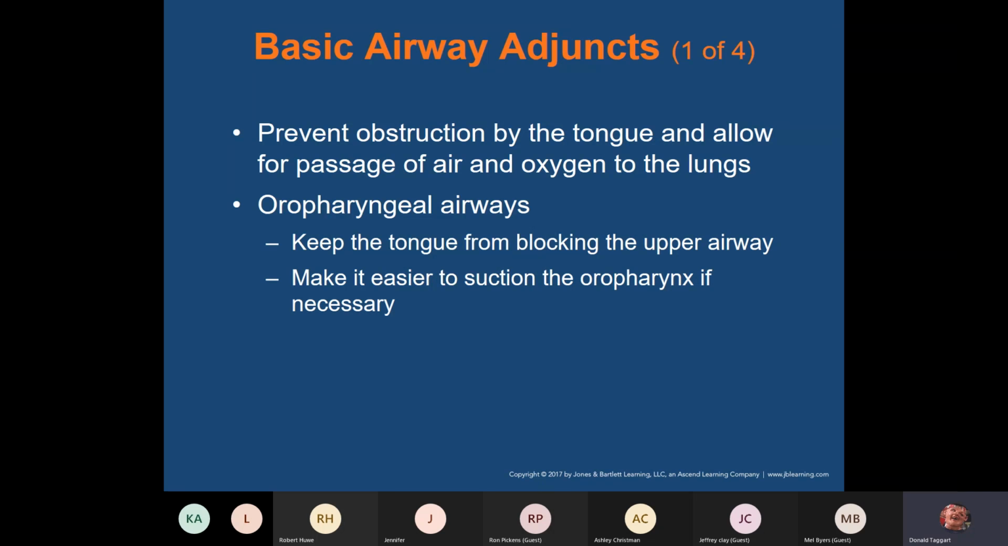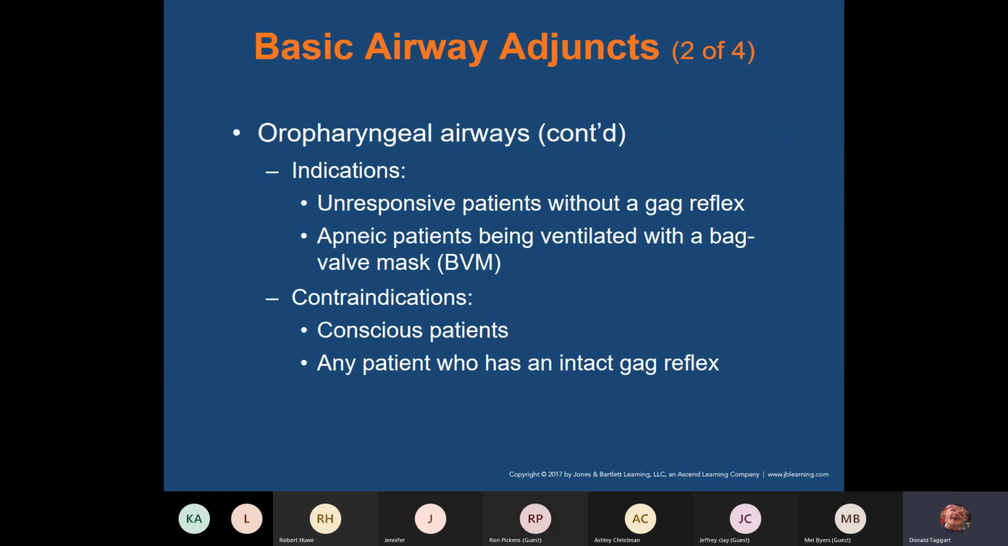Okay, basic airway adjuncts. Oropharyngeal airway, so oral meaning the mouth. What it does is it keeps the tongue from blocking the upper airway. It keeps that tongue from falling in the back, and it looks almost like a J-shaped plastic device. And there's a couple different designs of it. And this is one of the things they should have pictures of, but they don't.